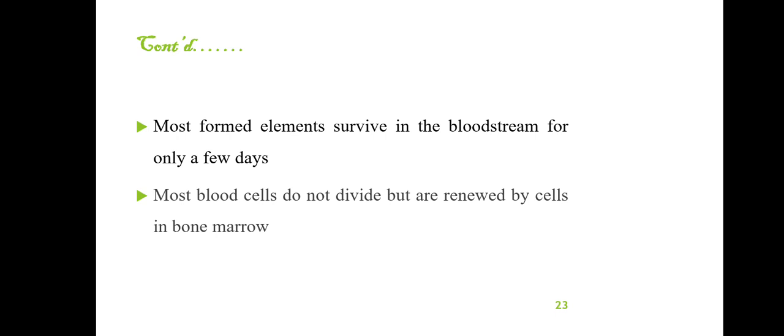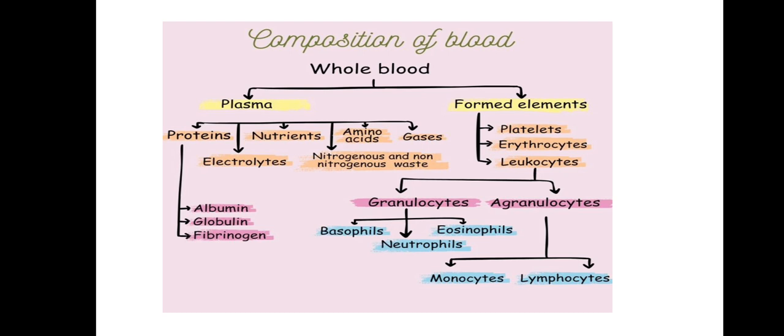So most formed elements survive in the bloodstream for only a few days. You understand? Because they are lacking some important features like a nucleus. Okay? Most blood cells do not divide but are renewed by cells in the bone marrow, because they are lacking some important features of the cell. They can't do things by themselves. So most of the formed elements die. Okay? And their survival in the bloodstream is only a few days. Right? So this is the summary of the components of blood, and we are going to end here.